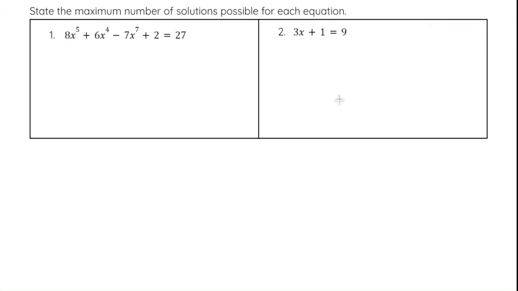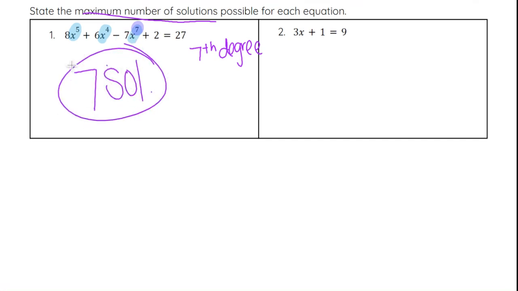So let's go ahead and look at 2 examples and state the maximum number of solutions possible for each equation. Looking at this first one, we see x to the 5th, x to the 4th, x to the 7th, and that's all of our x's. The highest exponent on an x is 7. So that tells us that this is the 7th degree. And because this is the 7th degree, the max number of solutions is 7 solutions. Now, it could be less than that when you actually solve it, but the max number would be 7.